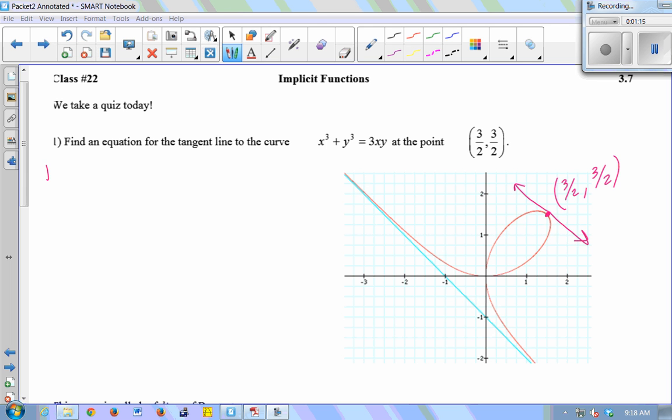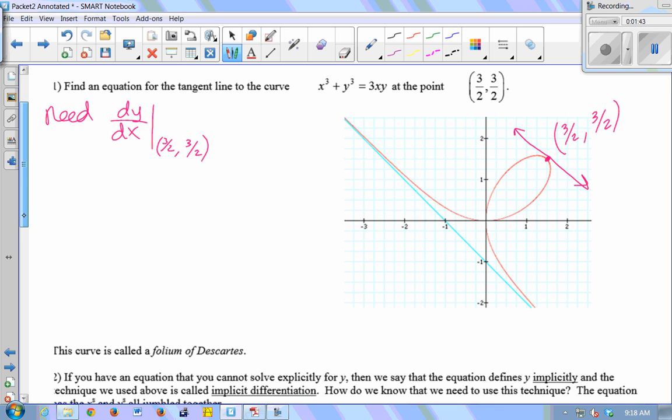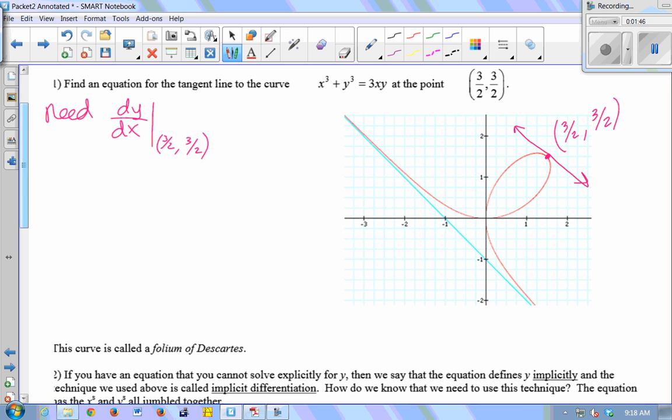So I need dy/dx evaluated at the point (3/2, 3/2). When you have a formula that's defined implicitly, that is, you can't solve it for y, then we have to use a little bit of a tricky, sneaky approach to find dy/dx. My approach is going to be to take the derivative of both sides.